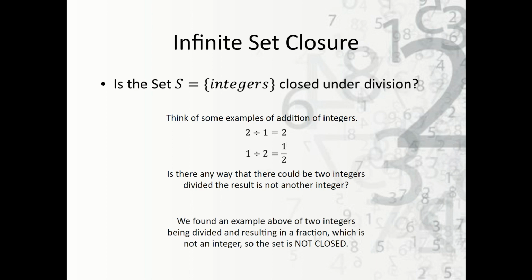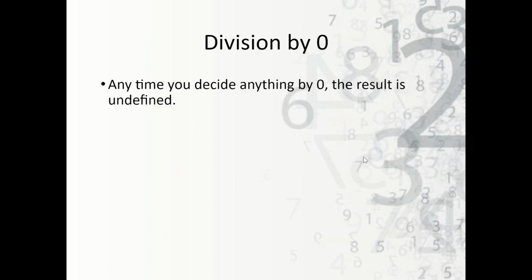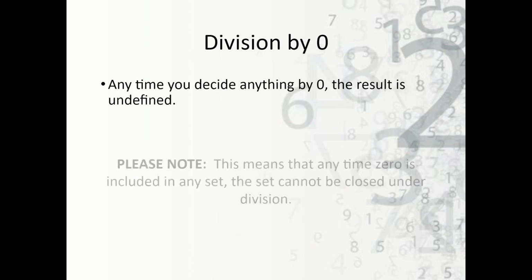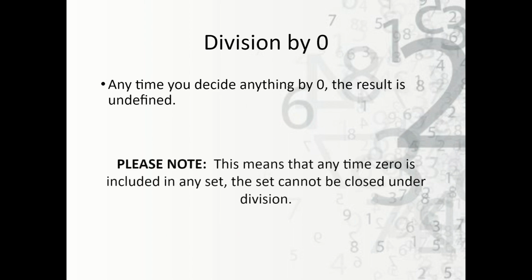Now, there's an easier way for us to be able to tell that this set is not closed. Because I told you last time, if we include 0 in the set, then it is never closed under division because it's undefined. So if we divide something by 0, it will always be undefined. So 0 is an integer, so if we were to divide a set by 0, it would be undefined. So therefore, that previous set would not be closed because of division by 0.